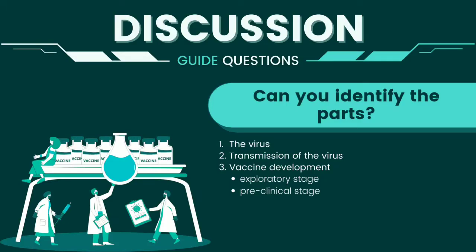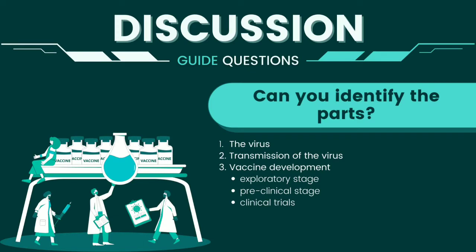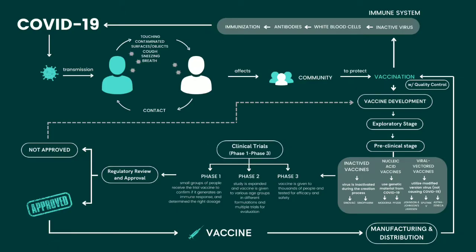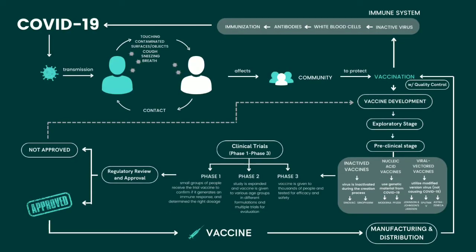Moreover, among the general steps of vaccine development, one crucial part is the clinical trials that are composed of phases 1 to 3. In phase 1, small groups of people receive the trial vaccine to confirm if it generates an immune response as well as to determine the right dosage. For phase 2, the study is expanded and the vaccine is given to various age groups in different formulations with multiple trials done for evaluation. Then in phase 3, the vaccine is given to thousands of people and tested for efficacy and safety. After the cautious process taken during the clinical development stage, there will be the formulation and creation of the vaccines. Then, the next stages follow.